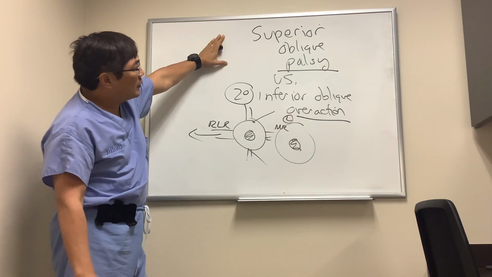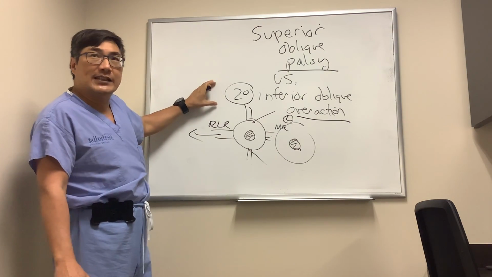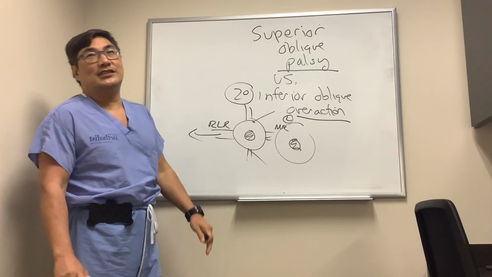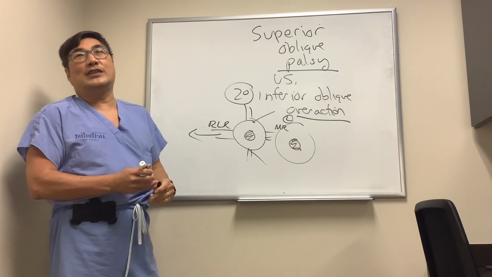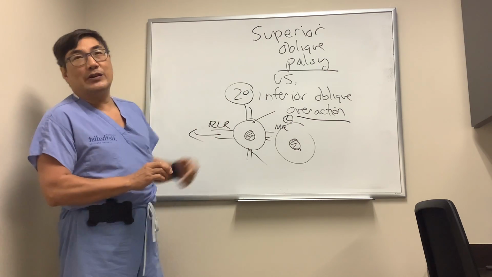And so what's the difference between a superior oblique palsy and an inferior oblique overaction? The difference is whether it's primary or secondary. And secondary overaction occurs every time you have damage to an agonist and its antagonist when you have a palsy.